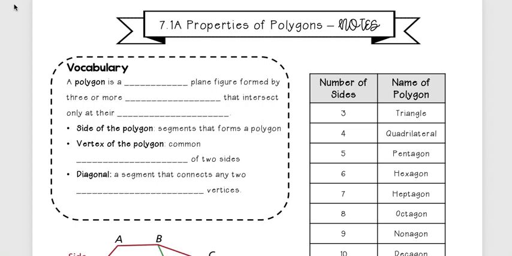So first we have a polygon, and a polygon is a closed plane. So that means that all the lines connect together, and it's a closed plane figure formed by 3 or more segments. So in other words, straight lines, so there's no curves, that intersect only at their endpoints.